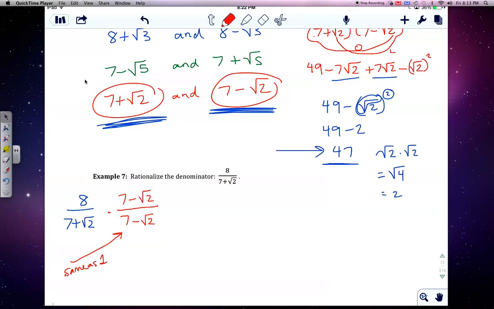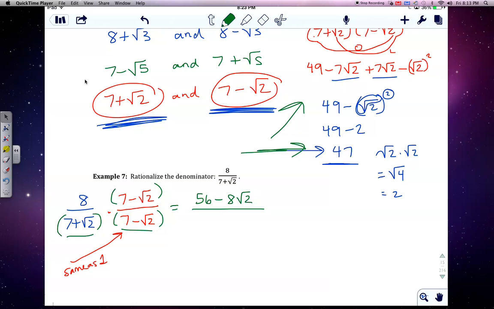Okay, so let's go ahead and do that. Distribute the 8. So I get 8 times 7, I get 56 minus 8 square root 2. Now the denominator, if I were to FOIL all this out, I've already done it here. So you can do that off to the side and you'll get 47.